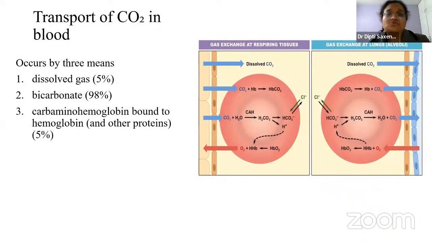Now we come to the final topic, that is transport of carbon dioxide in the blood. This transport of carbon dioxide occurs by three means: dissolved gas, which is responsible for 5% of the exchange, bicarbonate, which is 90%, and carbaminohemoglobin, which is bound to hemoglobin and other proteins, which is 5%.